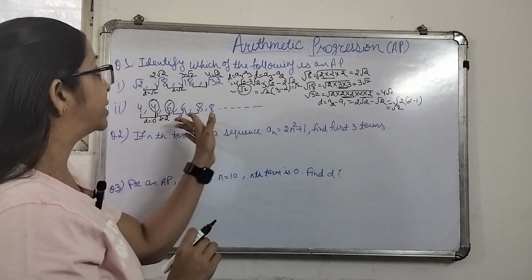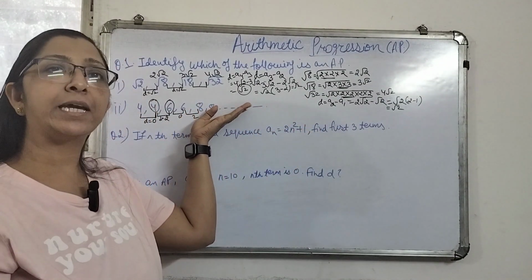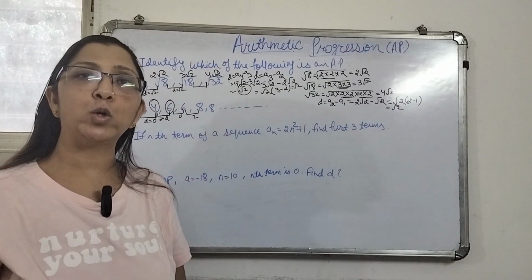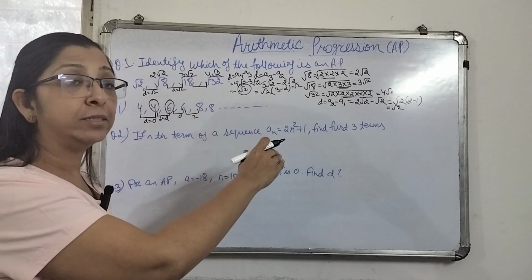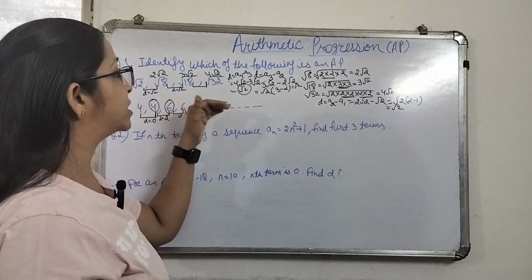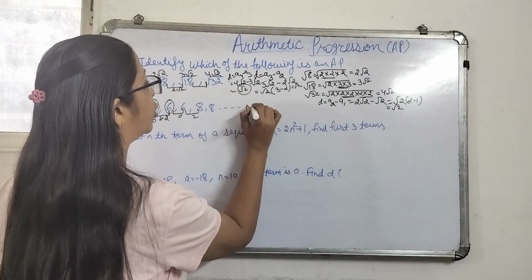But it should be the same throughout the series so that the series will be in AP. Because the value of the common difference over here is not the same, alternatively it is 0 and 2, although it is forming a pattern, still it is not in AP because the common difference is not the same throughout the series. So it is not in AP.